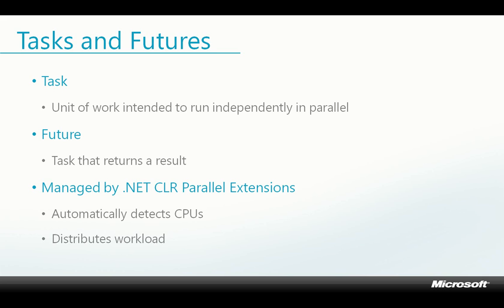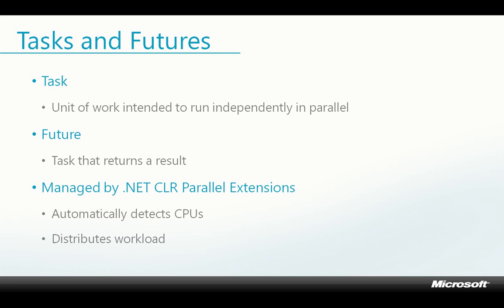There's less detail to manage because the CLR, the Common Language Runtime, manages more of the mechanics for you. Now, the task is a unit of work like a thread, but it's more abstract. It's not directly tied to the underlying operating system threads. And a future is a kind of task that returns a result. The result is computed in a background thread that's handled by the future object. And the future object then buffers that result until you try to retrieve it. If you try to retrieve it before the future's finished computing it, then the thread that's requesting the result will just block until it's finished.